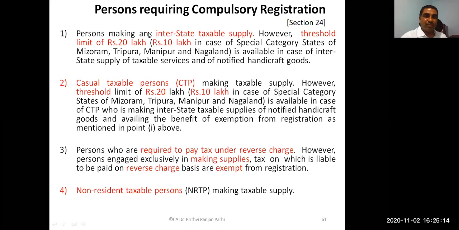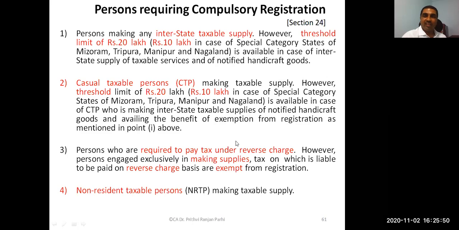Right. So in case of this CTP, or casual taxable person, making supply, he has to get himself registered compulsorily. But however, there is also one threshold limit, 20 lakhs. If a casual taxable person makes supply above 20 lakh, he has to get himself registered compulsorily. And the 20 lakh shall be read as 10 lakh for the special category states of Mizoram, Tripura, Manipur, and Nagaland. Okay, so one, you have understood interstate supplies. Second is casual taxable person.